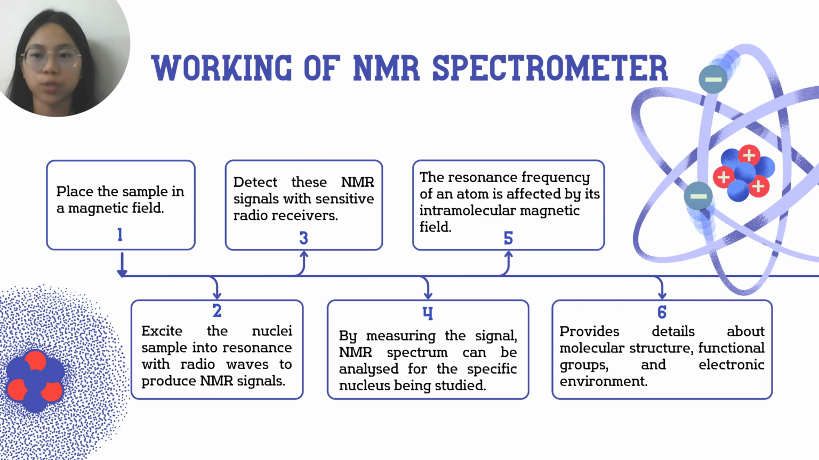Let's look at how an NMR spectrometer works. First, the sample is placed in a magnetic field. The nuclei in the sample are then excited into resonance using radio waves, producing NMR signals. These signals are detected by sensitive receivers, and by measuring the signal corresponding to this energy transfer, we obtain the NMR spectrum, which can be analyzed for the specific nucleus being studied. The resonance frequency of an atom is affected by its intramolecular magnetic field, providing detailed information about the molecular structure, functional groups, and electronic environment.